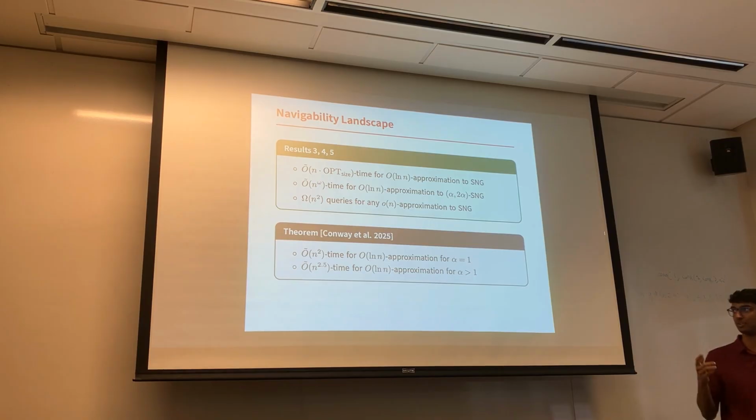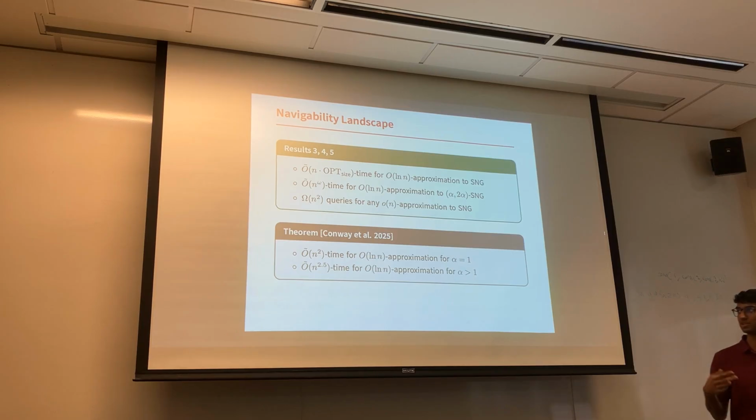Now, there's this concurrent paper that had some pretty strong results as well, and they were mostly focused on the case of alpha equals 1, and they actually showed you can get a matching lower bound of n squared time for a log n approximation. And even for alpha more than 1, it had some sort of balancing argument that shows that you can actually do n to the 2.5 time for a log n approximation as well.